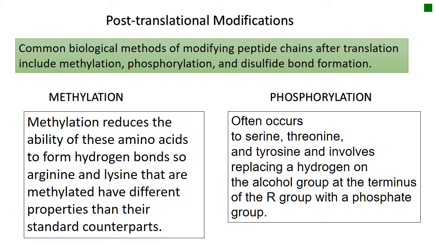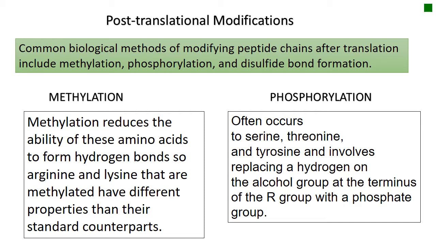Once the peptide bond chain is synthesized, it still must be modified. We have two parts of the post-translational modification. The first one is methylation. Methylation reduces the ability of some amino acids to form hydrogen bonds, so arginine and lysine that are methylated have different properties than their standard counterparts. Another one is phosphorylation, which often occurs to serine, threonine, and tyrosine, and involves replacing a hydrogen on an alcohol group at the terminus of the R group with a phosphate group.